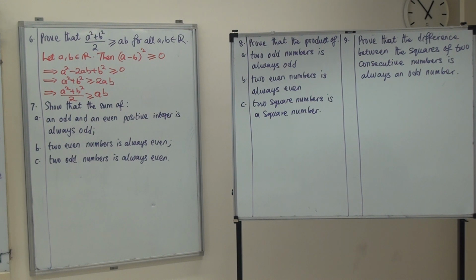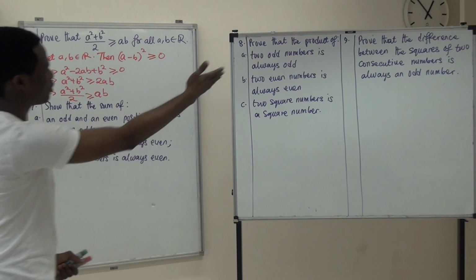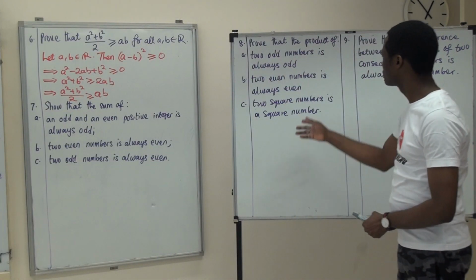About 9 looks interesting, but it's a difference of squares of consecutive numbers. So I think that might be easy for you to do. This is sum, this is product. Maybe I work on product. Sum would be much easier for you, right? This is different, so I believe difference would be easy too. So let's work on product.